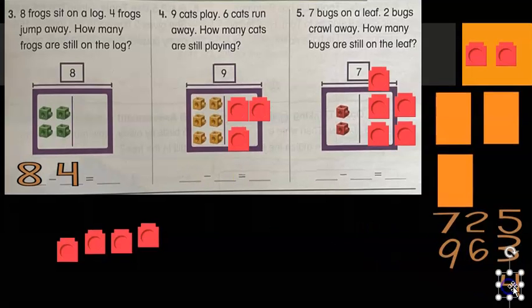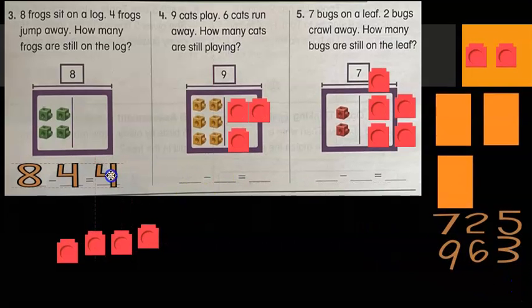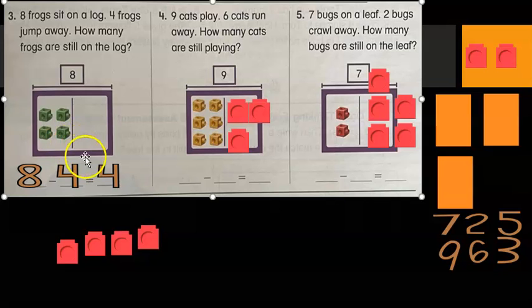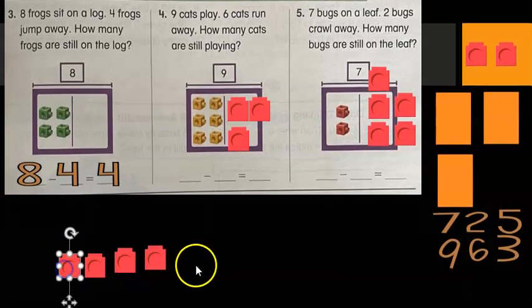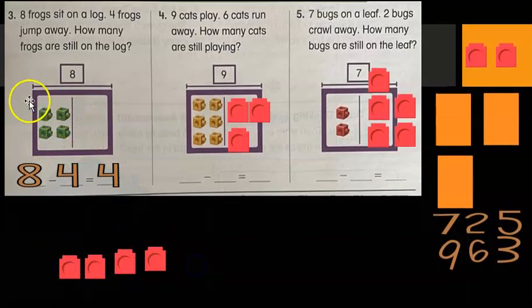4. So first graders, I'm going to put 4 right here again because that's our answer. Because 4 frogs are still sitting on the log. Because 4 frogs, they jumped away. Altogether, there were 8, but 4 wanted to leave. Look, 4 of them left the log. They went somewhere else. And therefore, 4 of them are still sitting on the log. That's why 4 is here, okay?